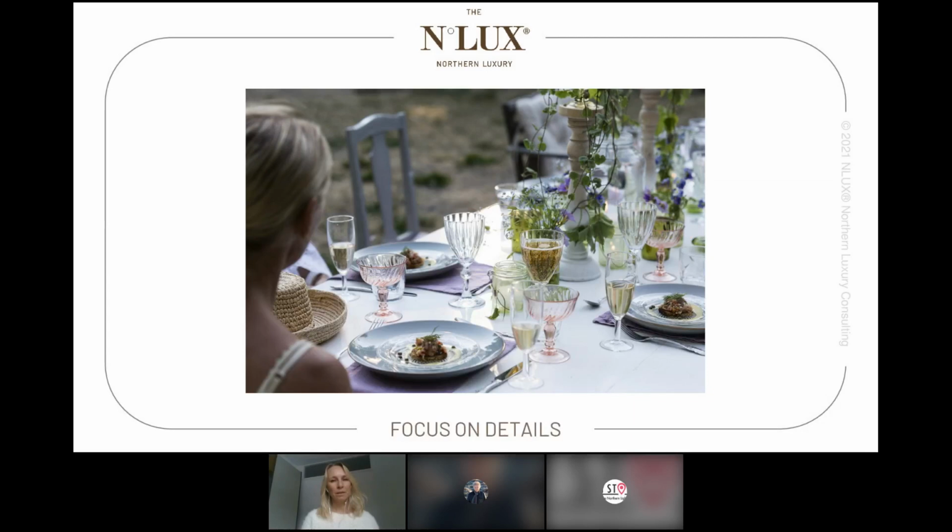Also the details. If you have nice details in your place, in your location, whatever business you're driving, pay attention to the details. Customers are paying attention to those details as well. And as I said before, it doesn't need to be polished. It can be a bit raw and rough. It makes it more authentic.